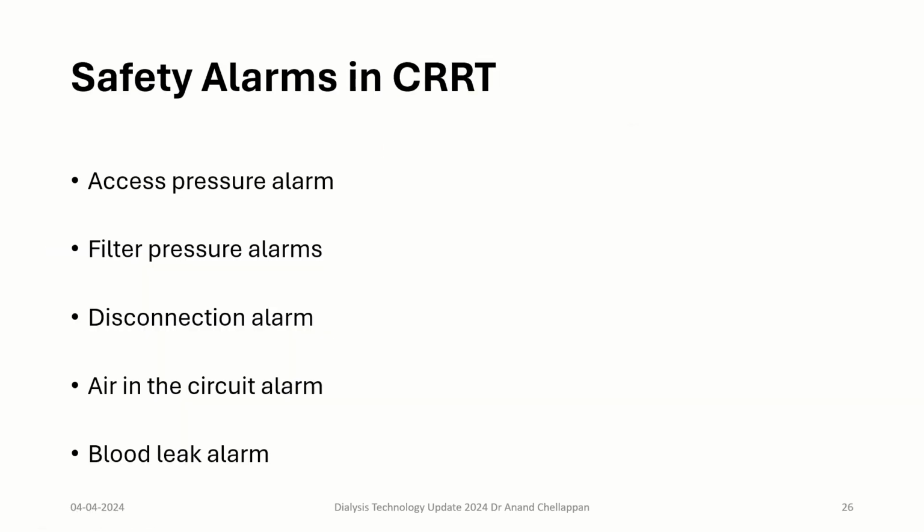Finally, the safety alarms in CRRT. We had seen previously the various sensors which are present in the CRRT machine, which analyze various aspects of therapy and give us an idea about the access pressure, the filter pressure. Disconnection gives rise to alarm. Air in the circuit detected by the air detector gives rise to the air in the circuit alarm. And the blood in the effluent is detected by the blood leak detector, which gives the blood leak alarm.